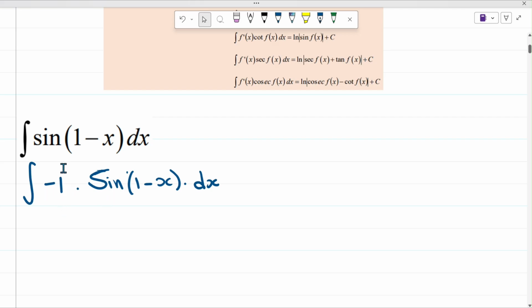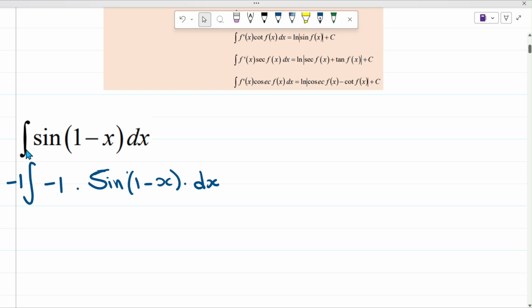But when I've written this negative 1, it means that I've changed the equation, because the question initially didn't have a negative 1. So I should cancel this minus 1 by putting another minus 1 outside the integral, so that this minus 1 and minus 1 cancel each other.